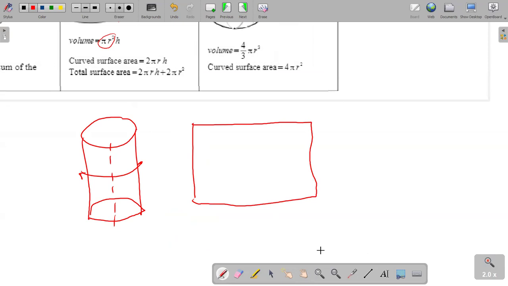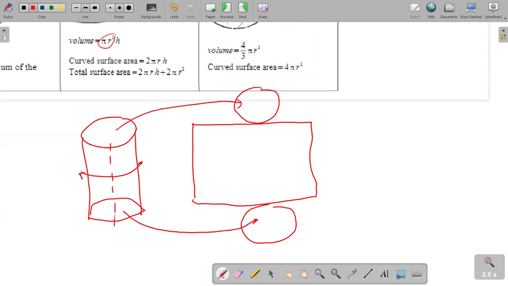What shape is that? It is a rectangle. And then what you would end up with is a circle here and a circle here. This circle would represent the top, this circle would represent the bottom, and then this here would represent the material in the center. Everybody with me?